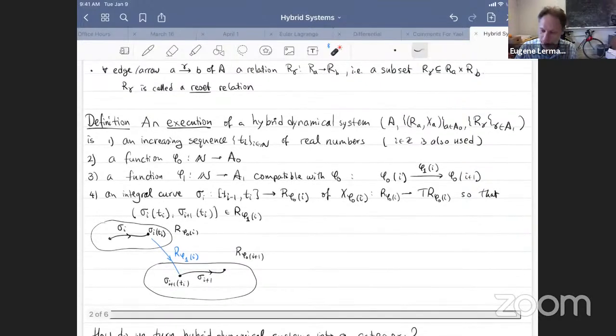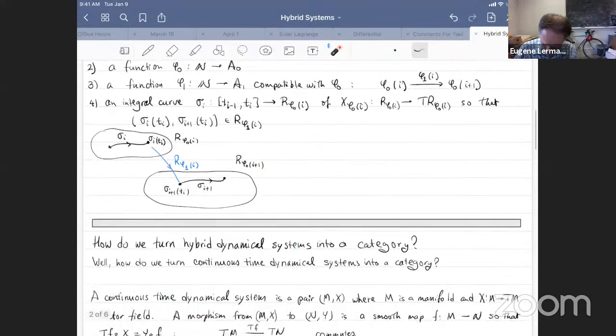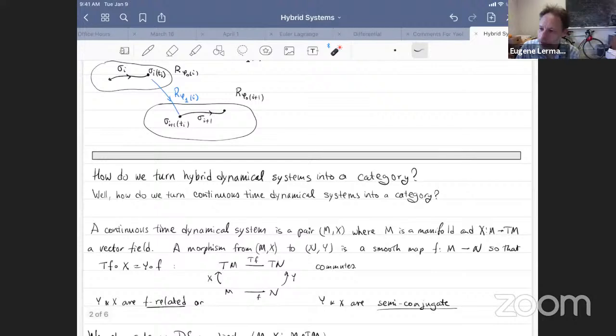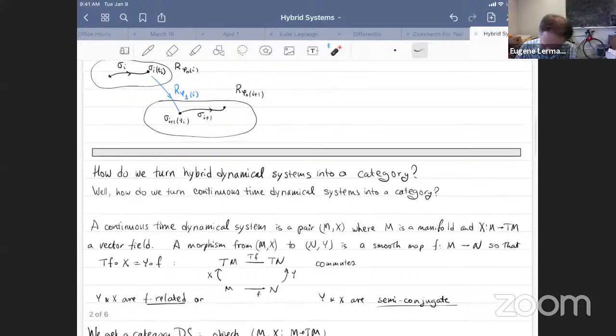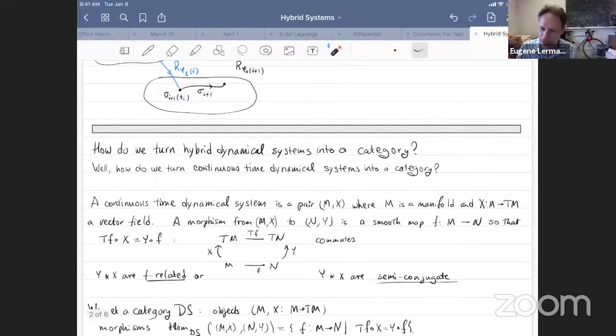In any case, I'm going to abandon this definition and give you a different one. So the question is, now how to turn a hybrid dynamical system into a category? And given where the talk is taking place, I will not try to explain why I'm asking this question. I hope I can get away with that. There have been several attempts to do that. Aaron Ames did it in his thesis a while back at UC Berkeley. And I think there were other attempts, but I'm just going to pretend it didn't happen.